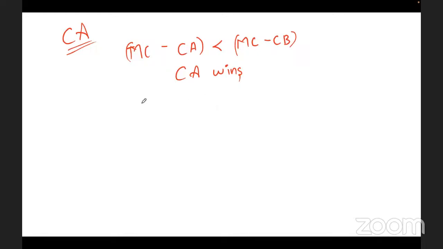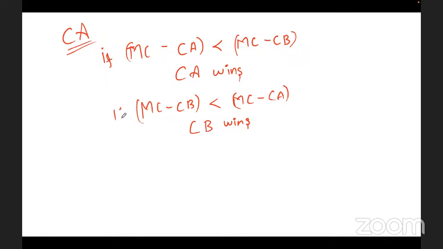Clear? Okay. So here, second point, same as like mouse C minus cat B is less than mouse C minus cat A. Okay, so if this works, cat B will win. Else, for sure, mouse C. If both the conditions are wrong, so what you have to do is you have to write the if condition.